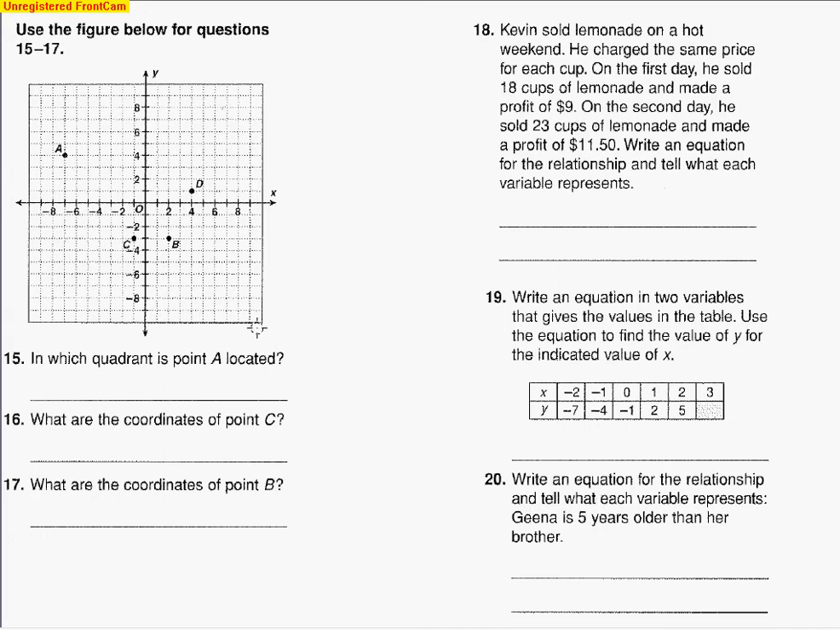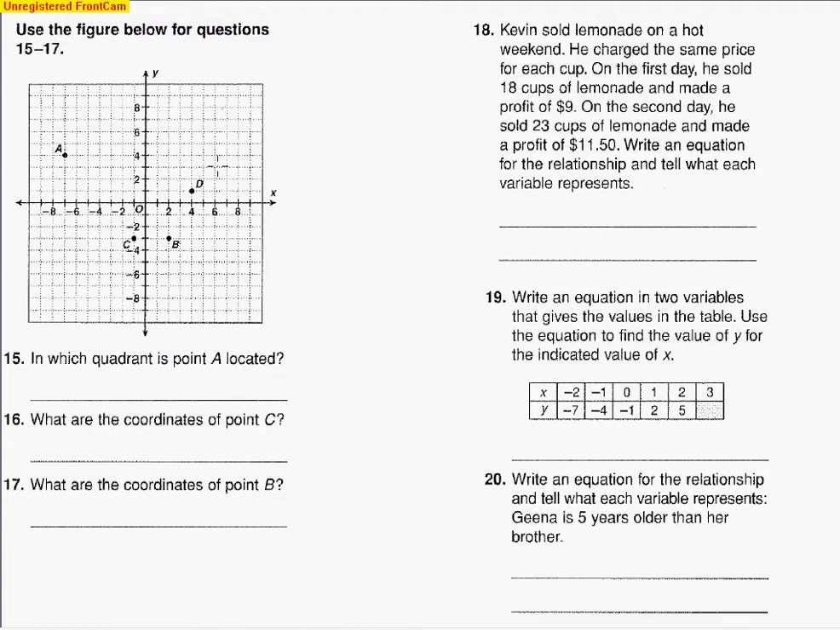These are the remaining problems on the practice test for Chapter 2. So let's take a look at our first one here. It says use the figure below for questions 15 through 17. Number 15 says, in which quadrant is point A located?